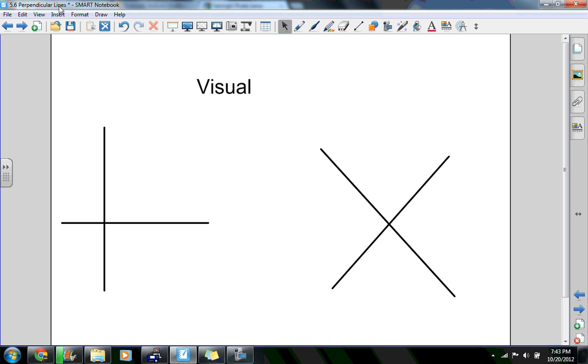For lines to be perpendicular to each other, the important thing that you need to know is that they need to intersect at a 90-degree angle. It'd be really nice if you had that written somewhere in your notes. Therefore, here line 1 and line 2, or in this one, line 1 and line 2, are perpendicular to each other. Really important concept.